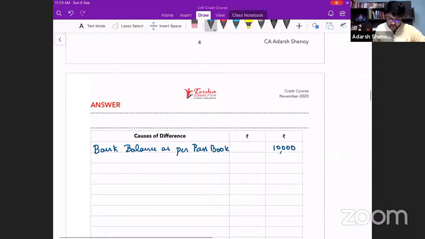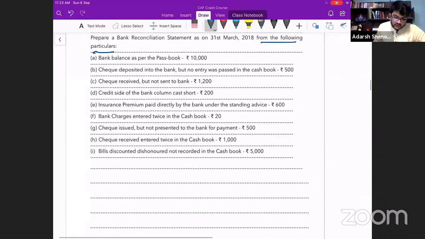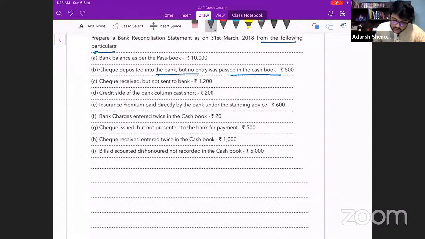Okay, let's begin. Check deposited into the bank, but no entry was passed in the cash book. Interesting. Can you tell me which book has moved because of this? We've deposited a check, but it has not been recorded in the cash book.